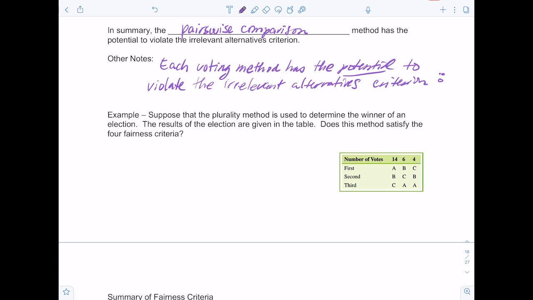So remember, with the plurality, it's very simple. We just take our candidates, which we can see are just A, B, and C, and we count the number of first place votes. So just by looking at that first row, we have A is 14 votes, B is 6, and C is 4. So we can see here that A was the winner, okay?